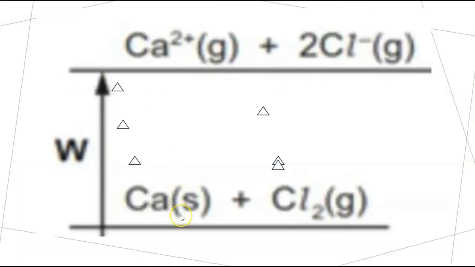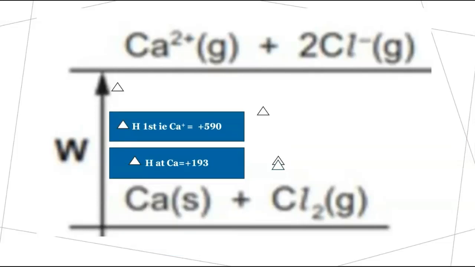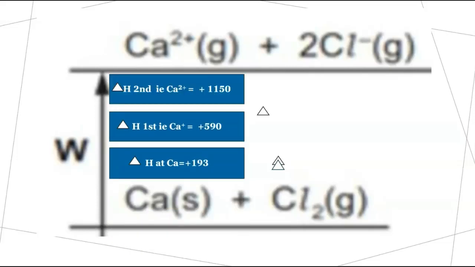So see, calcium solid, to make calcium ion, first of all you need to atomize it. You need to make it a gaseous atom. So the first energy which is required is delta H at for calcium, which is plus 193. Second, the first ionization energy of calcium, which is plus 590. And the third energy is the second ionization energy of calcium, which is plus 1150, and you get the calcium 2 plus ion.